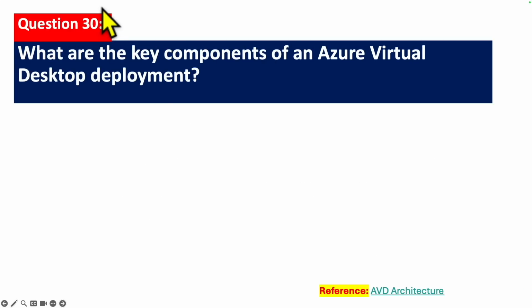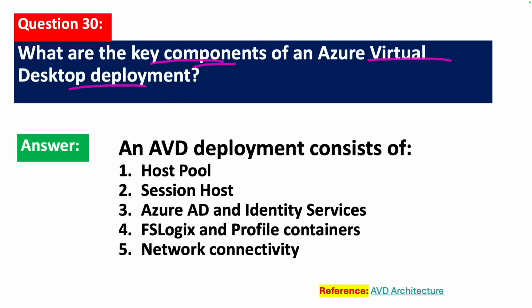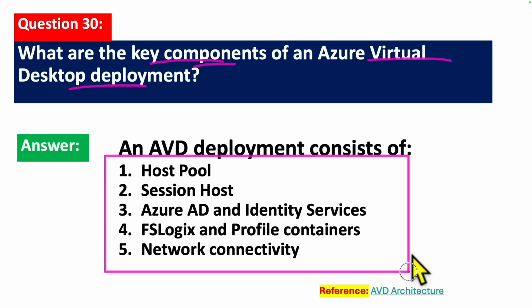Let's look into question number 30. The interviewer is trying to understand, do you know what are the key components of AVD or Azure Virtual Desktop deployment? So when you try to deploy AVD, what are the things you need to be aware of? So let's populate the short answer. When you try to deploy Azure Virtual Desktop, you need to be aware of these terms and these services like host pool, session host, Azure AD identity services, FSLogix profile container, and network connectivity.